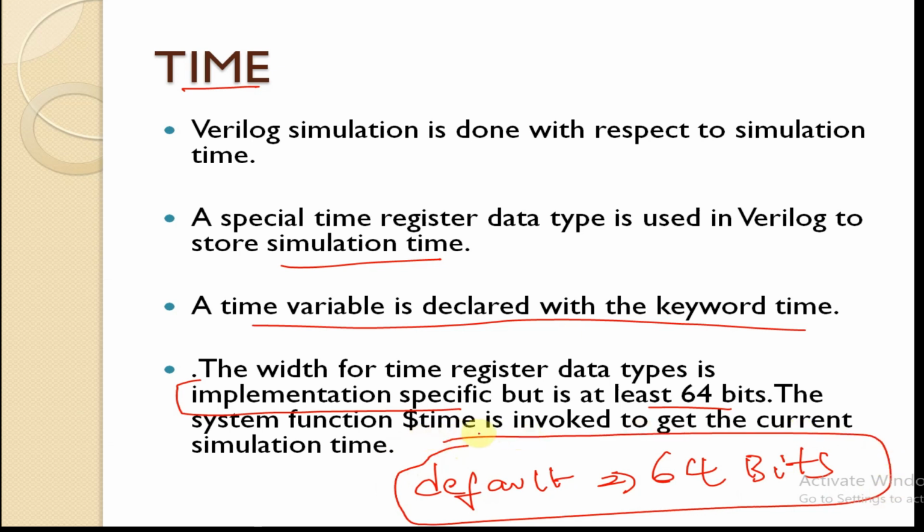And the system function $time is invoked to get the current simulation time. So using this system function, we will get the current simulation time.